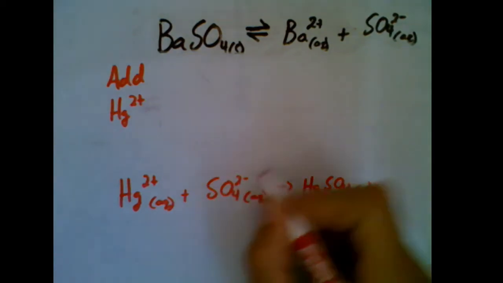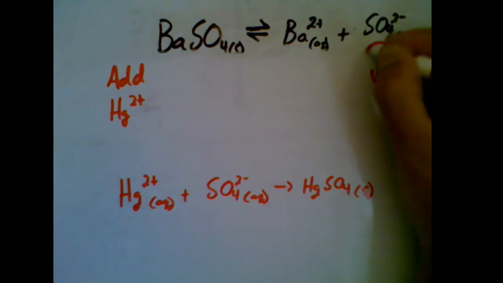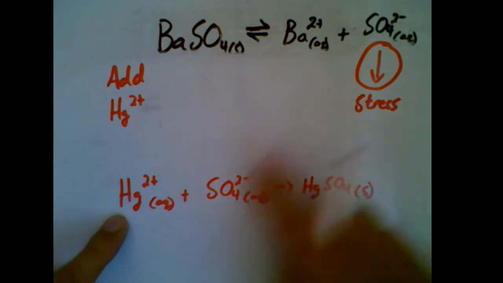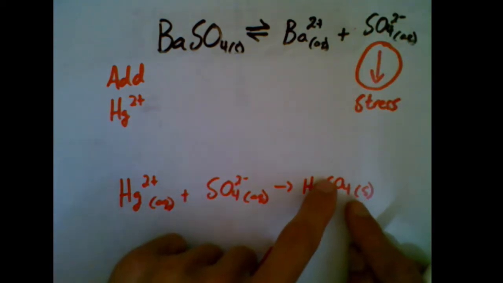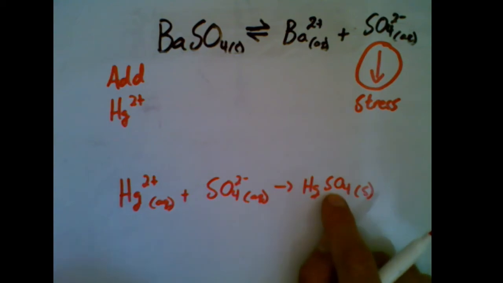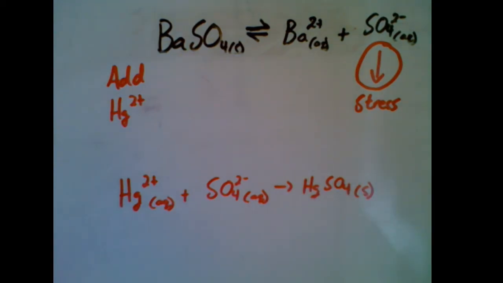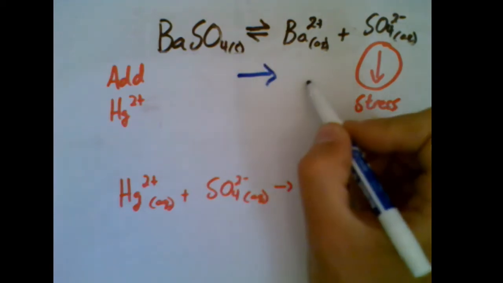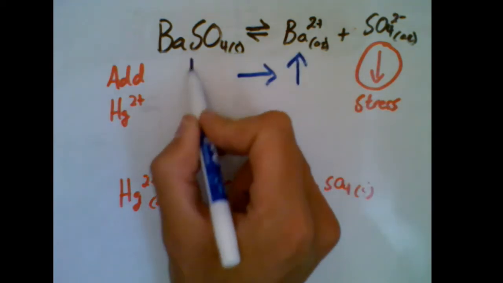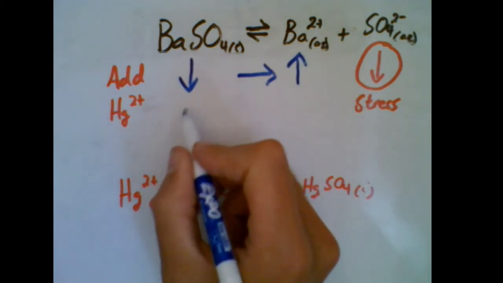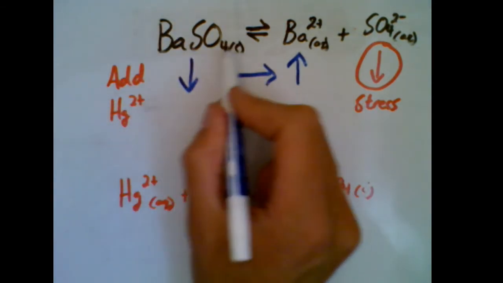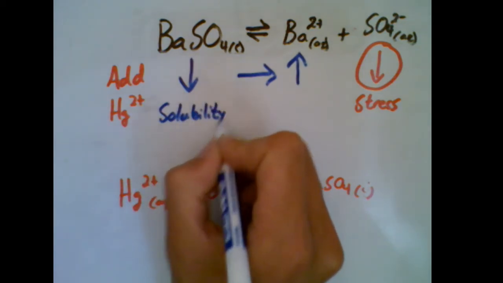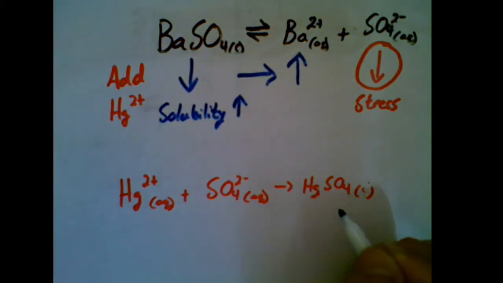When they do that, the sulfate in the solution is going to decrease in concentration. It's doing that because it's combining with the mercury and leaving the solution as a solid. So in order to respond to this stress, equilibrium shifts to the right. The concentration of barium goes up. The amount of barium sulfate solid is going to go down, so more will dissolve, and the solubility of barium sulfate has increased because you can now dissolve more.